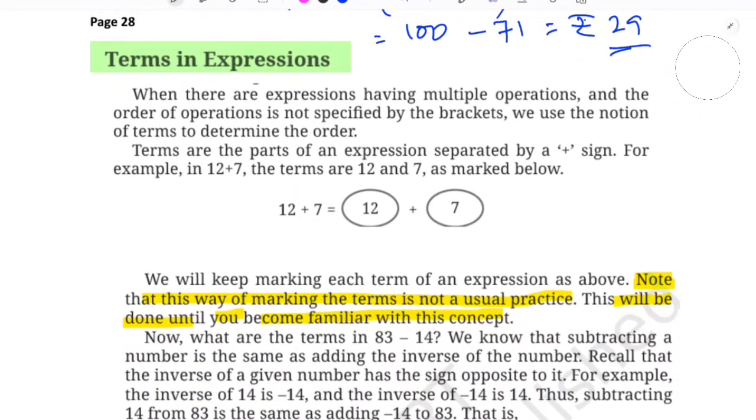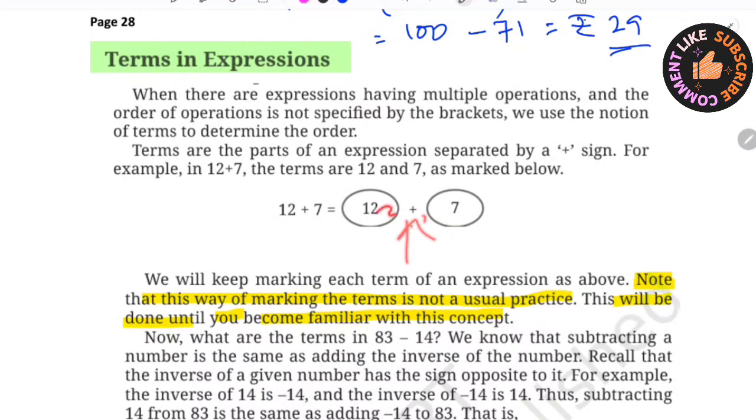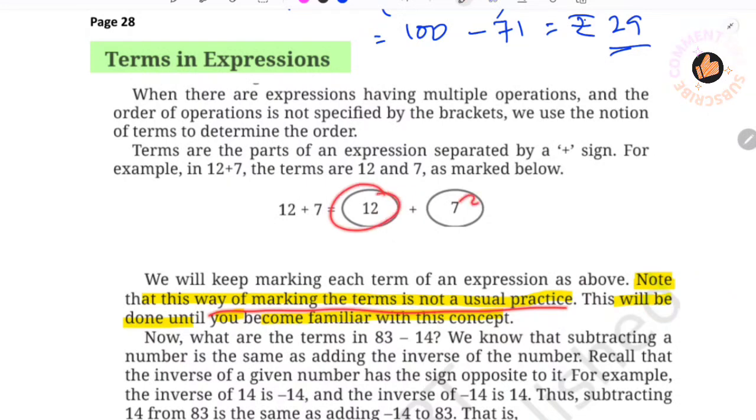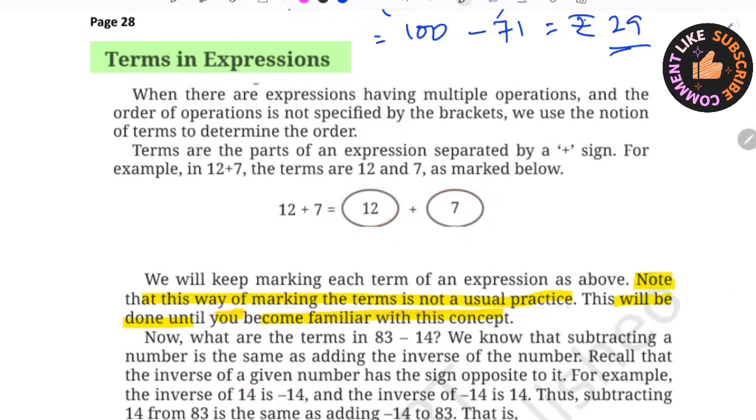Now terms in an expression. Next topic. In this case, terms in the expression means, for example, you have 12 plus 7. So the terms are 12 and 7. Right? These are separated using some sign, for example, the plus sign here. So in the expression 12 plus 7, 12 is one term and 7 is another term. Initially, at the beginning of understanding these expressions, it will be explained to you like this, making these circles and all those things, right? But this is not the usual practice. Once you are familiar, then you can do calculations without marking circles.